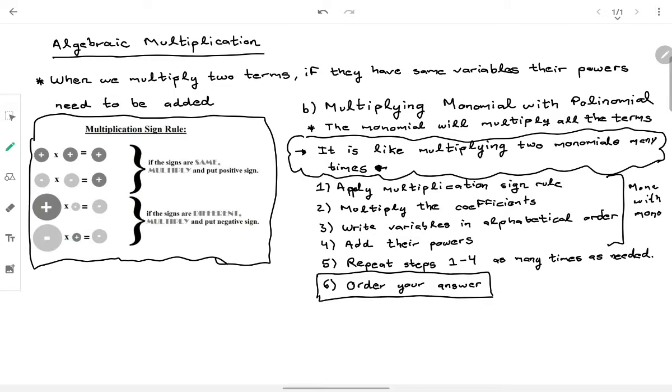The only thing we need to follow after that is that, remember, in algebra we will always need to order our answer. That's the most important and different part of multiplying monomials. In this case, because we are going to get a polynomial as a result, we will need to order our answer. So let's see some examples of how to multiply a monomial with a polynomial.